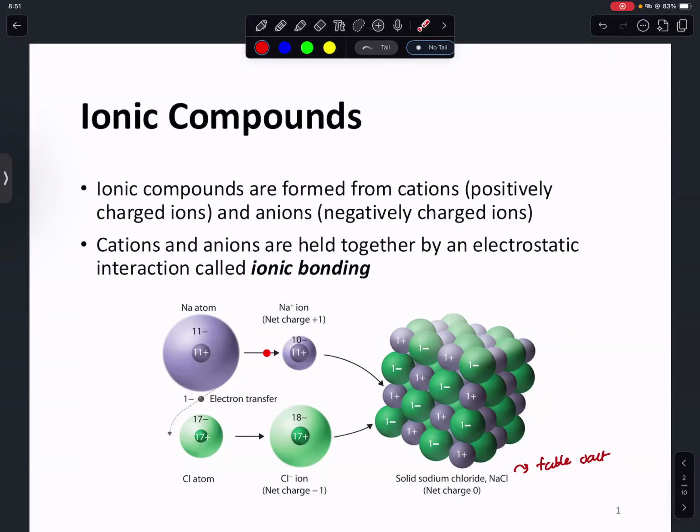Now we have here our cation, which is the sodium ion, positively charged, and our chloride anion, which is negatively charged. Now, when they come together in this very neat and very arranged manner, they form ionic bonding, which is a type of electrostatic interaction. And by the way, we will be talking more in depth about ionic bonding later in the semester.